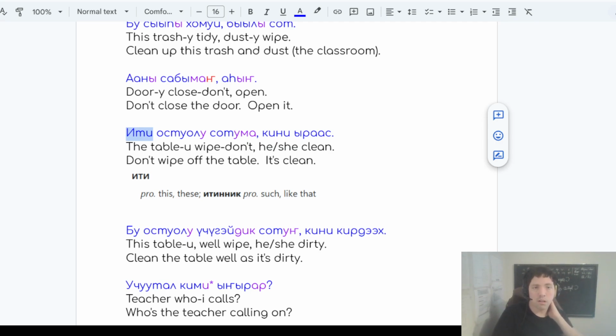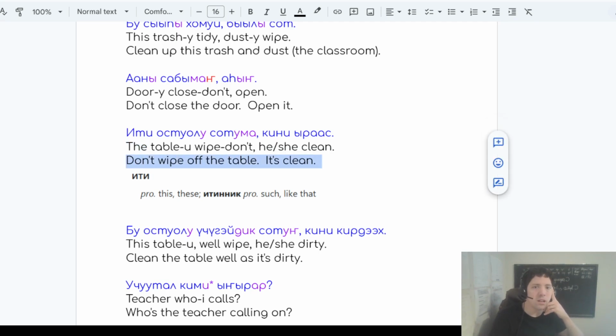I sometimes translate it, as some do, as the. We already know that this is bu. Bu is like voici in French. It's hard to translate to some other languages, including English, but it's kind of like the in English. Bu is like this here, but iti is this, but it's kind of like the thing we were talking about or the thing in question. All right, so don't wipe off the table.